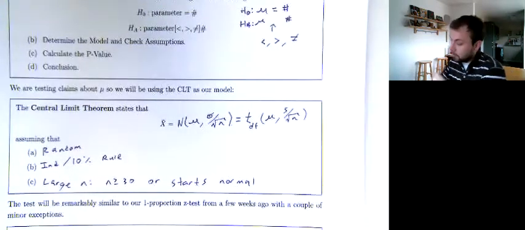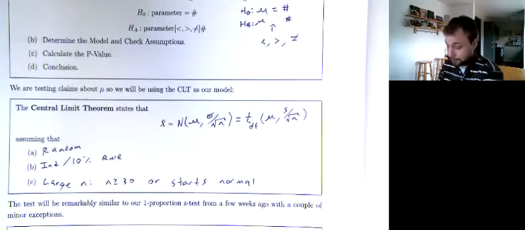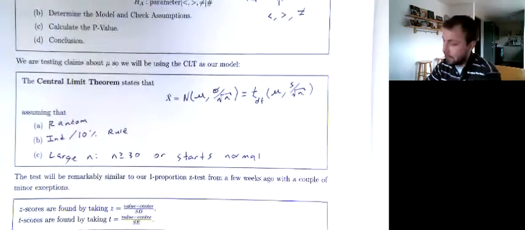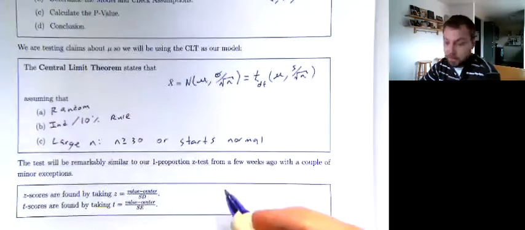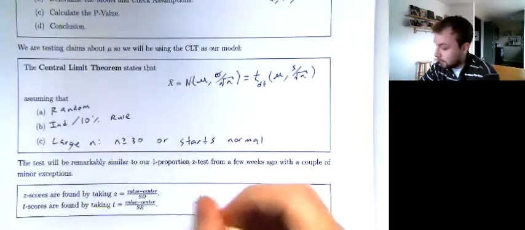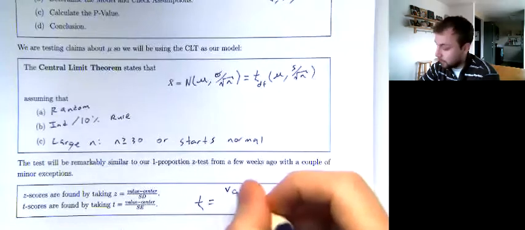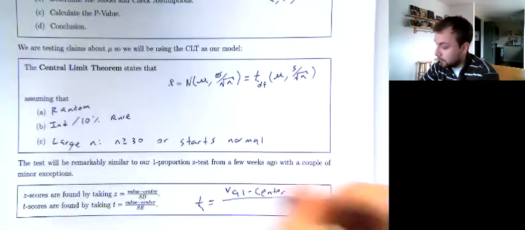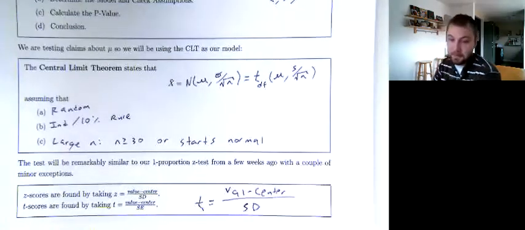So we've done something really similar before in the past when we did one proportion z-test. And reminder, z-scores I found by taking value minus center over standard deviation. So when I'm finding these t-scores today, I'm still going to do the same thing. I'm going to take the value, subtract the center, and divide this by the standard deviation.